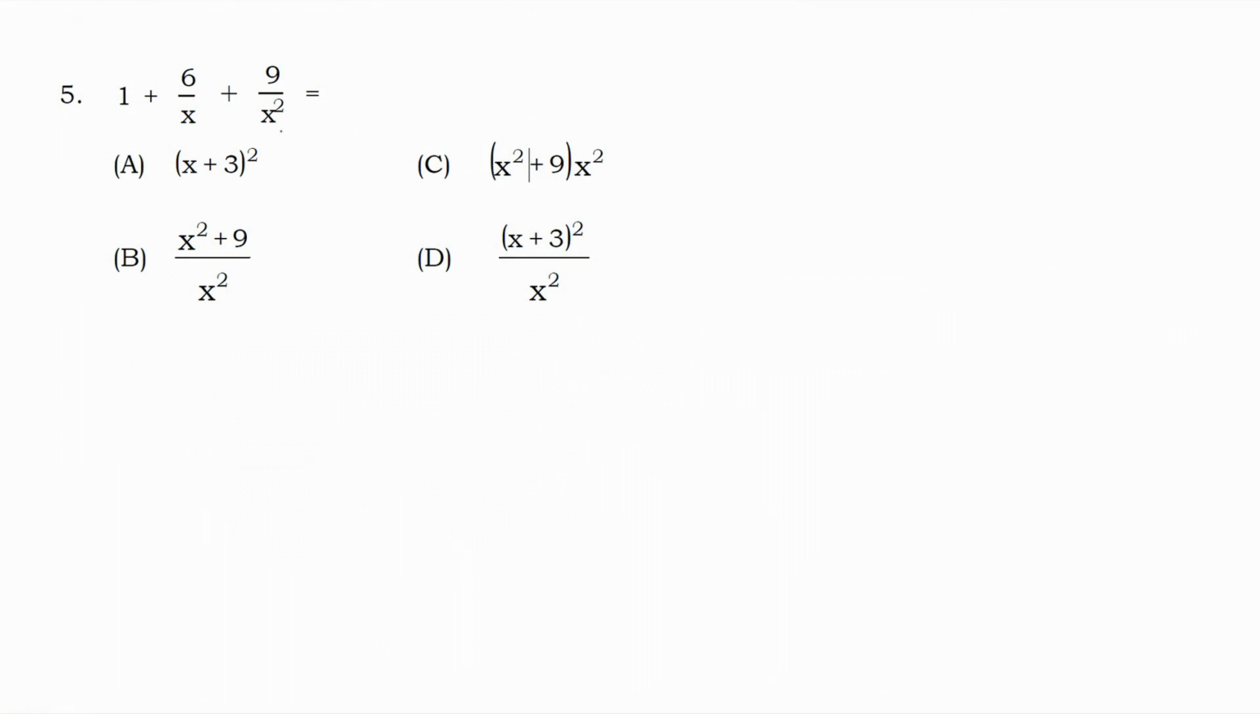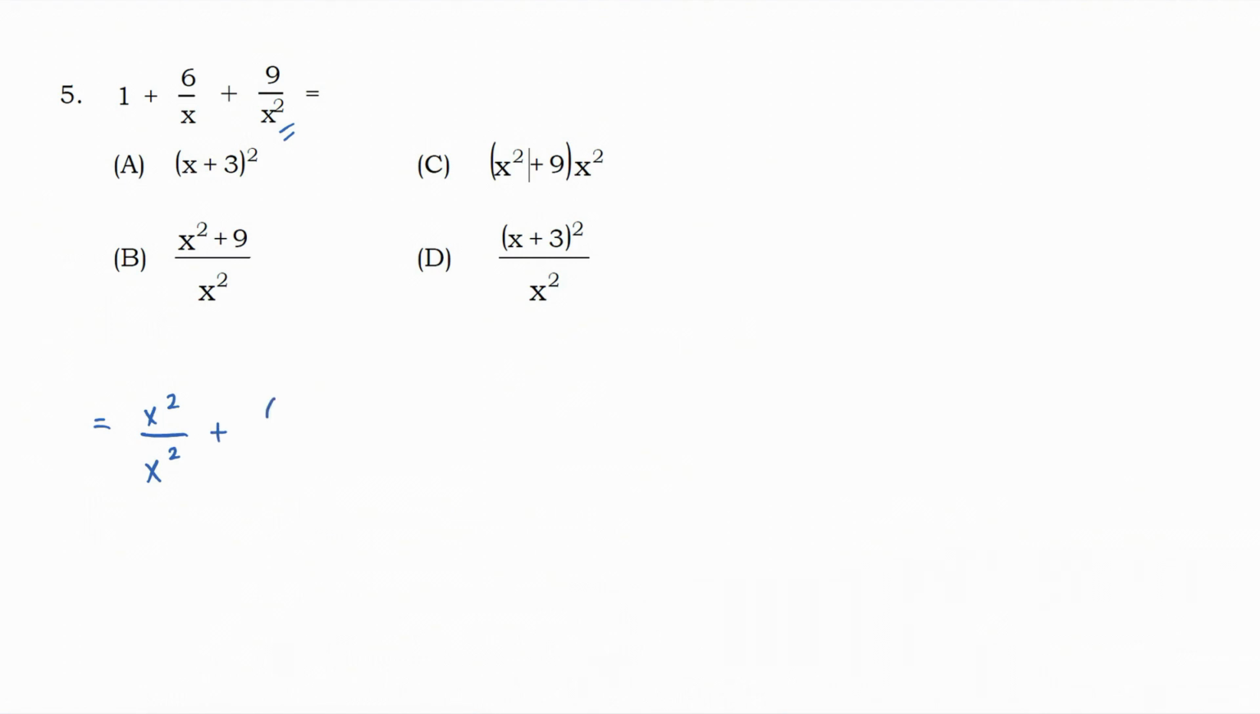Number 5, 1 plus 6 over x plus 9 over x squared. So for this one, you have fractions, diba? So dapat, para makapag-add ka ng fractions, dapat same yung denominators nila. So kukunin mo yung least common multiple. Yan. So yung least common multiple ng x and x squared is also x squared. And then dapat lahat ng denominators ng terms are x squared para mapag-add mo silang lahat. Yung 1 can also be expressed as x squared over x squared. So equal lang yan sa 1 kasi same yung denominator and numerator.